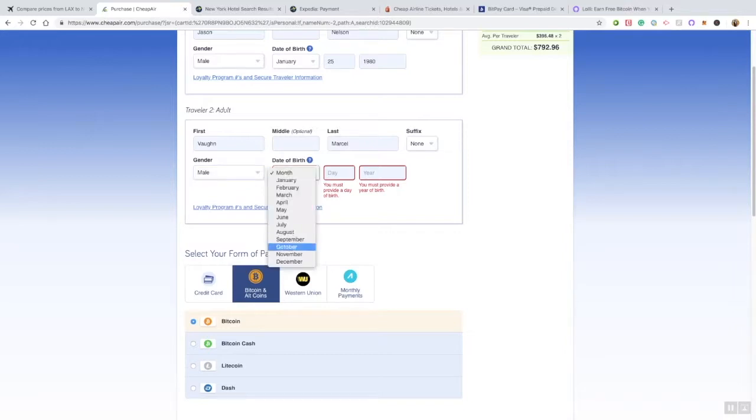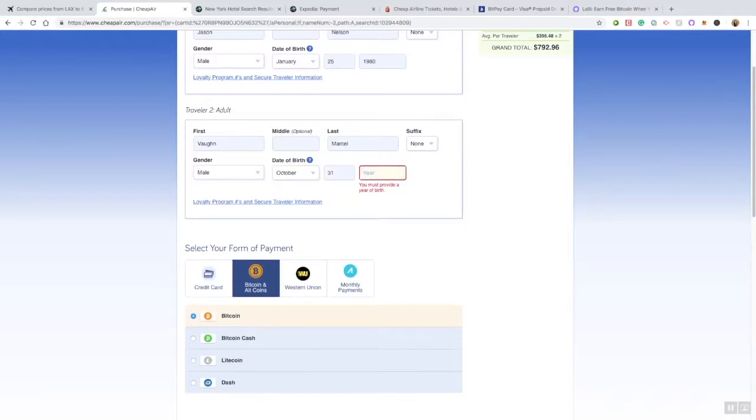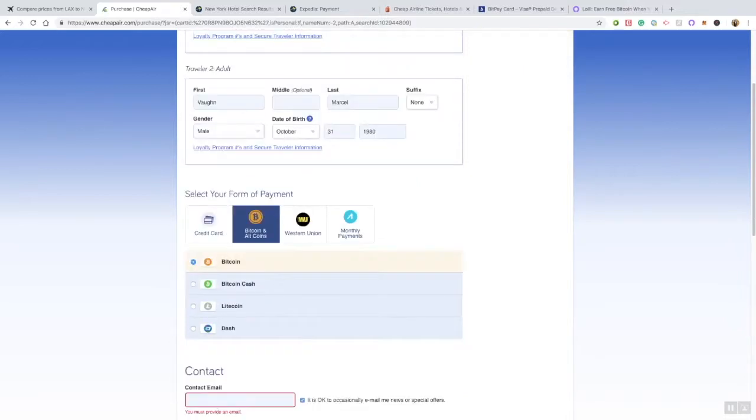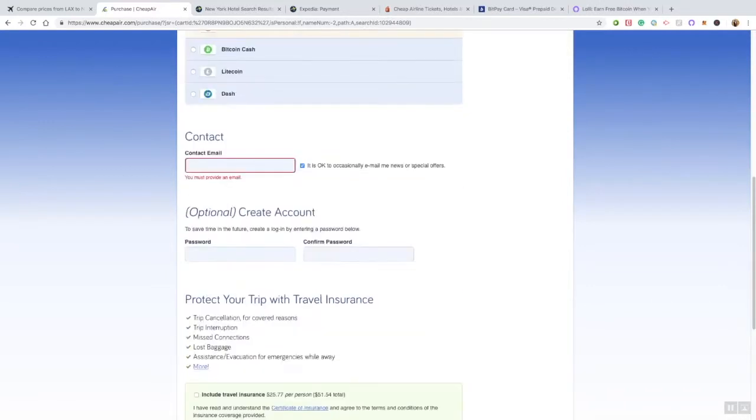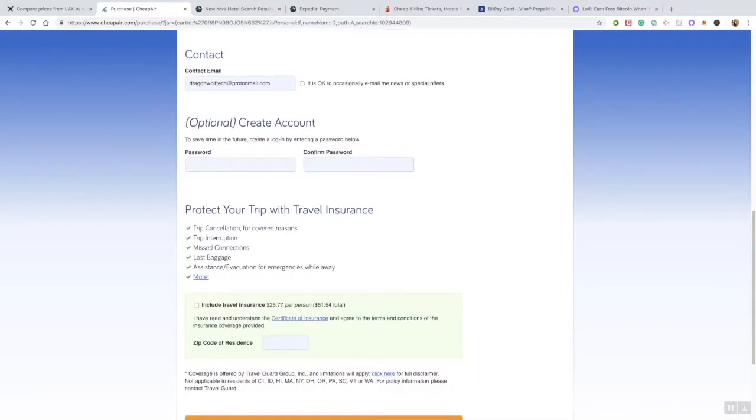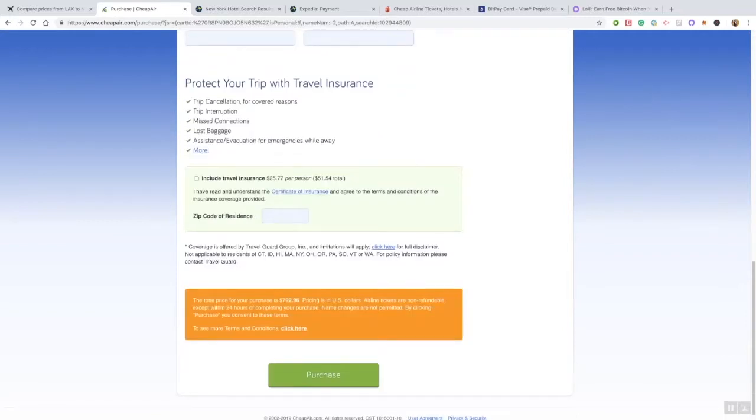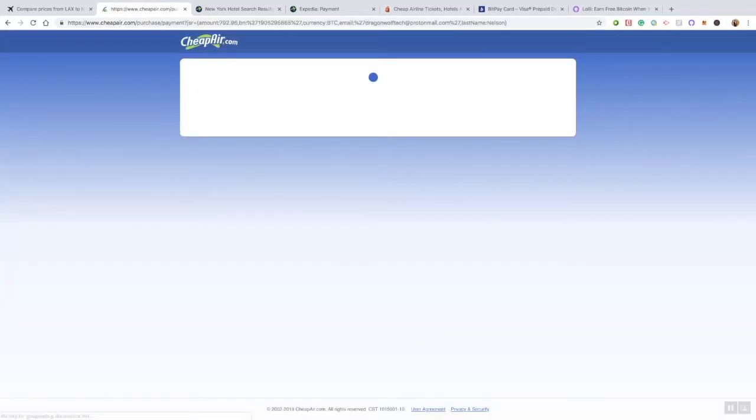Let's see, we're going to put him as October 31st. And year is also 1980. Okay, so we have the two names, and so there we are, and we don't need to create an account, and purchase. Okay, so since we selected Bitcoin, we should receive the typical send Bitcoin message, our QR code. So let's see what they do.